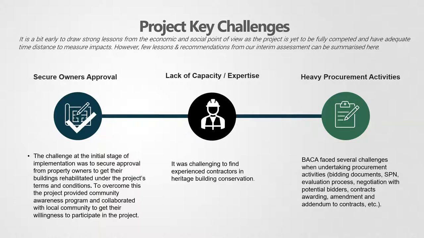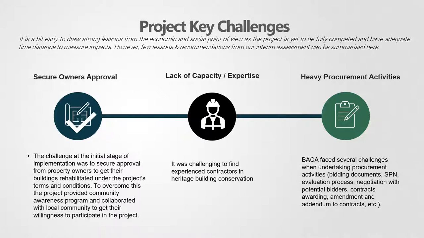To overcome this, the project provided a community awareness program and collaborated with the local community to get their willingness to participate in the project. So the ownership and the willingness of the locals to participate is very important. Lack of capacity and expertise: it was also found challenging to find experienced contractors in heritage building conservation, and in heavy procurement activities. The executive agency, BACA, faced several challenges when undertaking procurement activities, and this also had some impact on the timing and the implementation schedule.